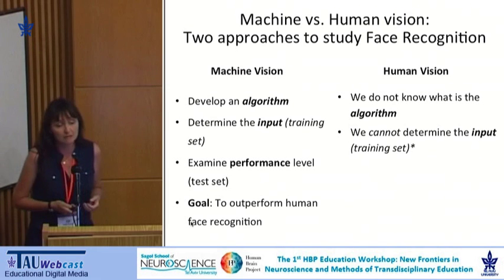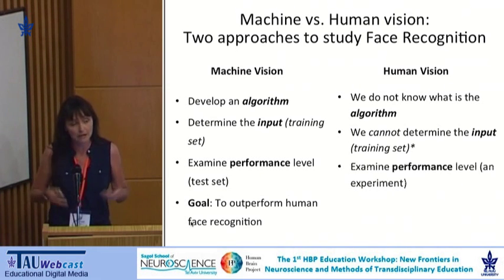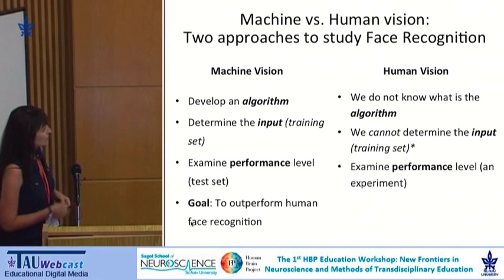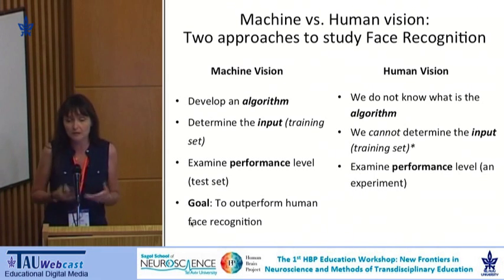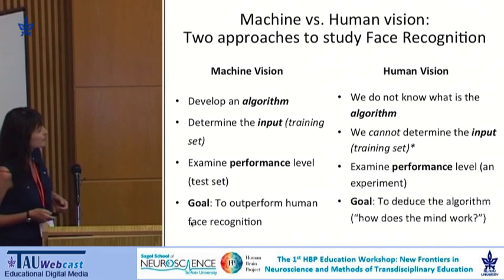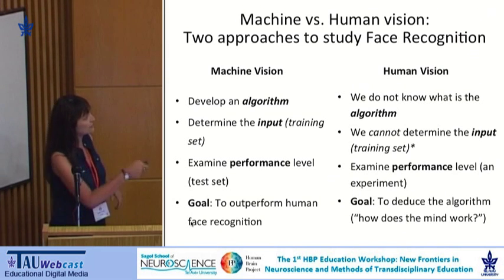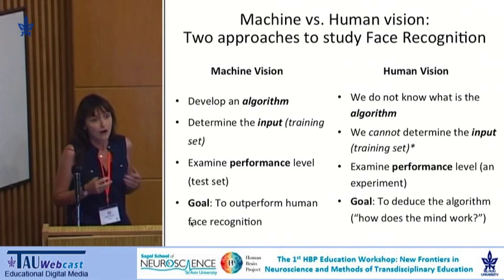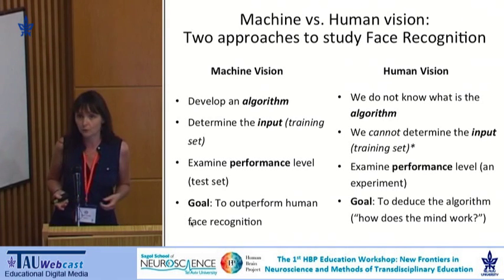But when the subject is coming to the lab, we don't know what was the kind of experience that he got before. We test the subject in the lab, we present them with different faces, and we see how well he can do with the different tasks that we give them. And the ultimate goal is to deduce the algorithm, to try to understand how the brain is doing it, how does the mind work at the end.